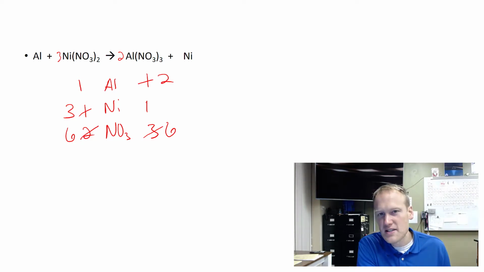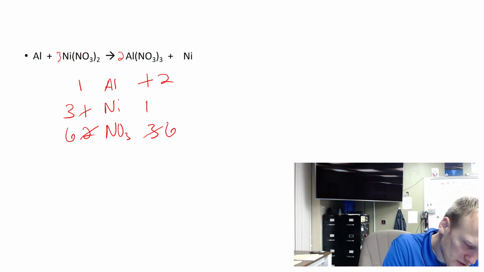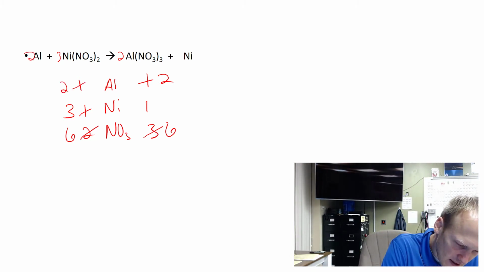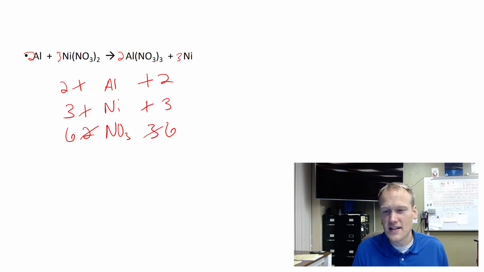But from this point on, it's pretty easy to balance. I need 2 aluminum on the left, so there's the 2, and I need 3 nickel on the right, so there's the 3. And now we've balanced that chemical equation. Balancing chemical equations is going to take some time to master. Keep working on the practice problems, let me know if you have questions, and we'll see you soon.